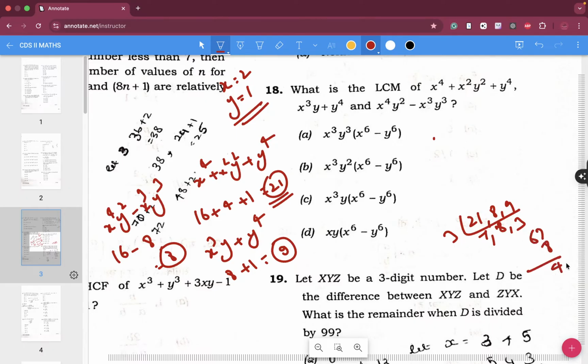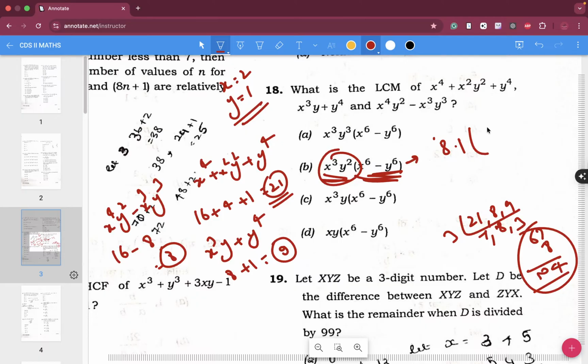63 into 8, still 504, right? If the second one is the correct answer, which means x cube value is how much? 8, right, 8 into 1. And then this particular value over here will be 16, 32, 64 minus 1. So 8 into 63. 8 into 63 is 504.